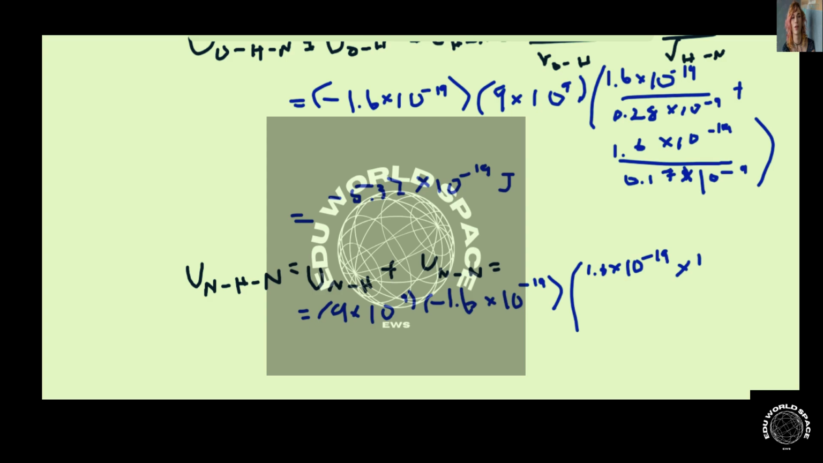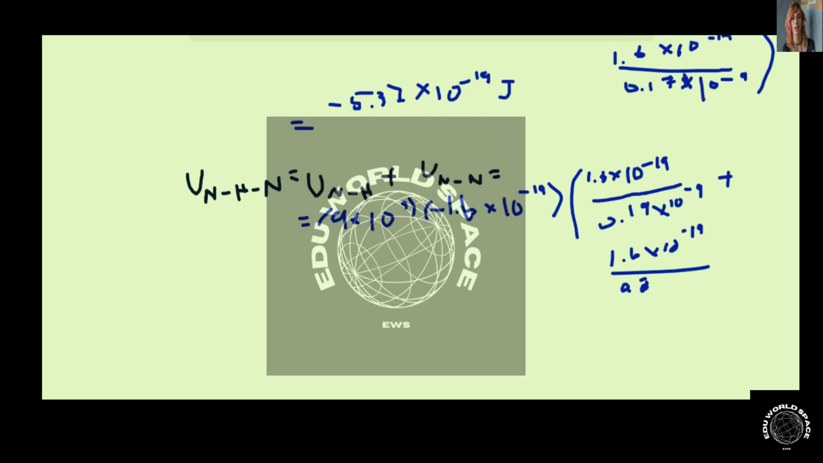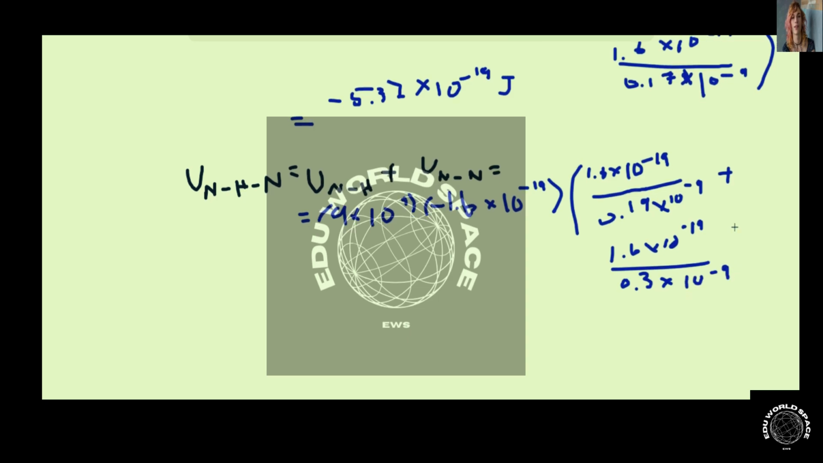I actually forgot to do the radiuses, so let's do that right now. So this is over the radius of the nitrogen, the radius between the nitrogen atom and the hydrogen atom, which is once again a standard number, which is 0.19 times 10 to the negative 9, plus 1.6 again times 10 to the negative 19 over 0.3 times 10 to the negative 9. So once again, this is the radius between the nitrogen and nitrogen.